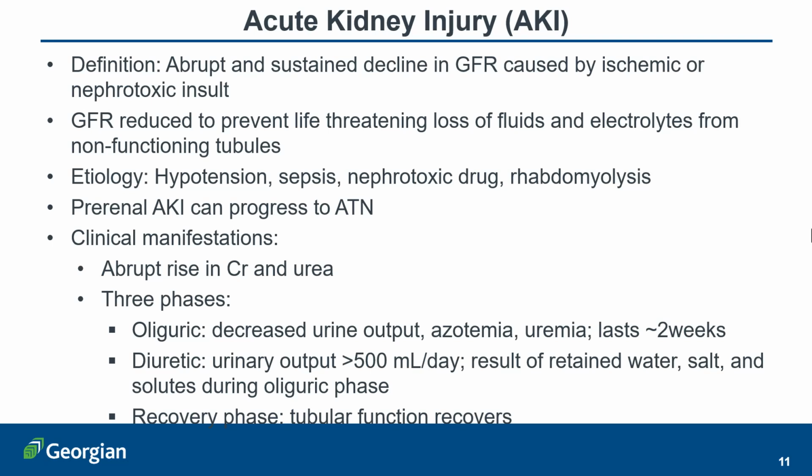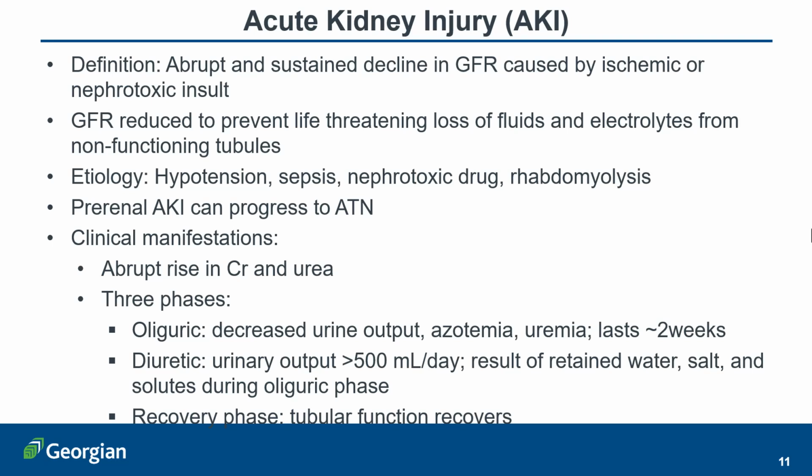And then, as the tubules slowly recover their function, it can lead to the diuretic phase, whereby instead of a reduced urine output, now you have vastly increased urine output. It can be more than 500 mL per day, and that in turn now leads to a rebalancing of the various electrolytes in the body. So it progresses from the oliguric phase to the diuretic phase, because during the oliguric phase you have a lot of water and salt and various other solutes that have built up in the body, and now you've got to get rid of, so to speak, all of that, in order to ultimately go back to homeostasis.